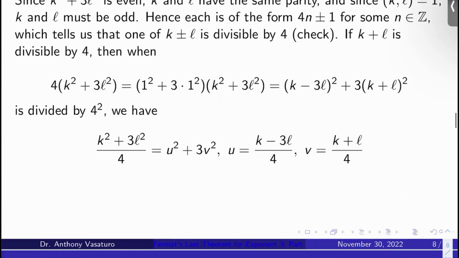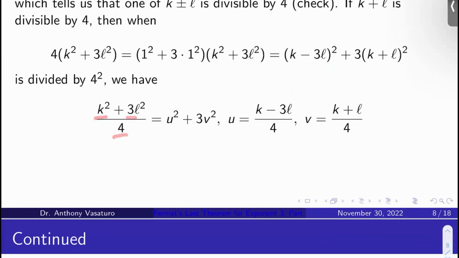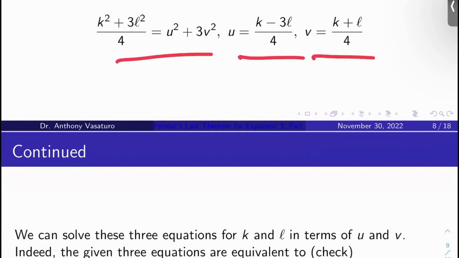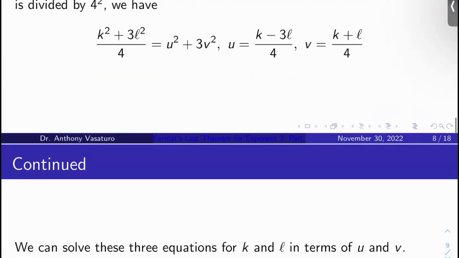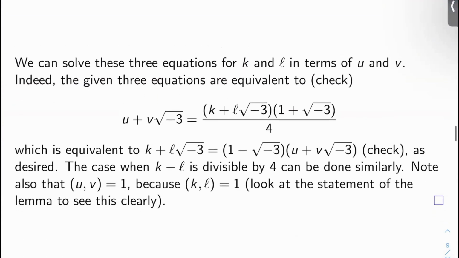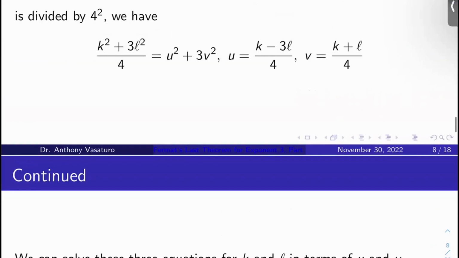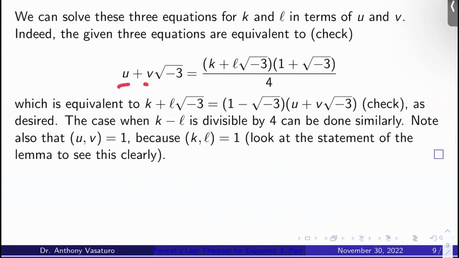Okay, so if I divide both sides by 4 squared, what do I get? I get k squared plus 3l squared over 4 is u squared plus 3v squared, where u is k minus 3l over 4 and v is k plus l over 4. Okay, this is a system of equations that I'd like to essentially solve for k and l. Well, you can solve these equations for k and l in terms of u and v, because you can check easily, and I'll have you do that, that solving this is equivalent to solving u plus v root negative 3 equals k plus l root negative 3 times 1 plus root negative 3 over 4. It's not a hard exercise, okay?